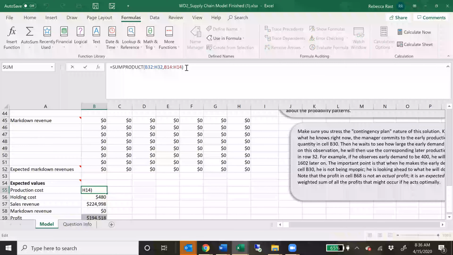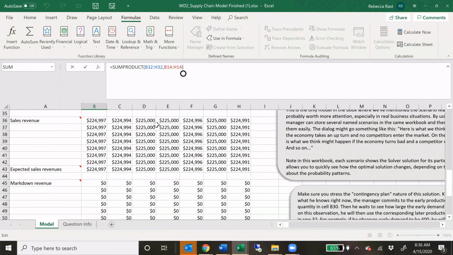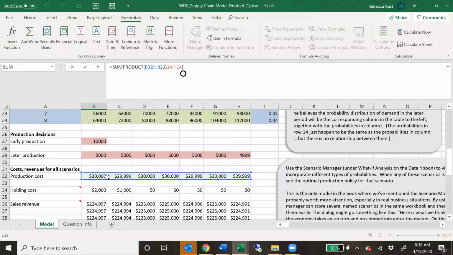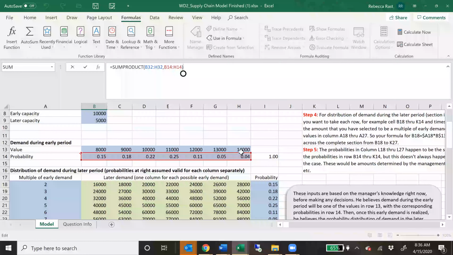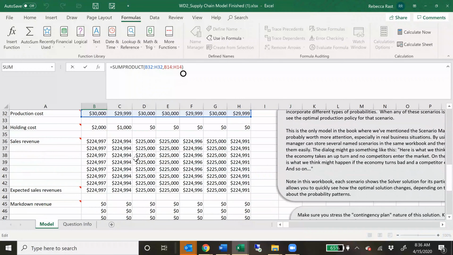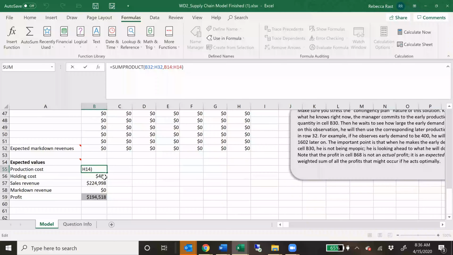Other formulas that we need are production cost. And so here we're summarizing the cost for production, where we say production cost here, and then we're taking them times these probabilities up here. And we don't have these absolute cell references because it's just going to be that one value. You don't need to worry about that. It's not dragging across anywhere.